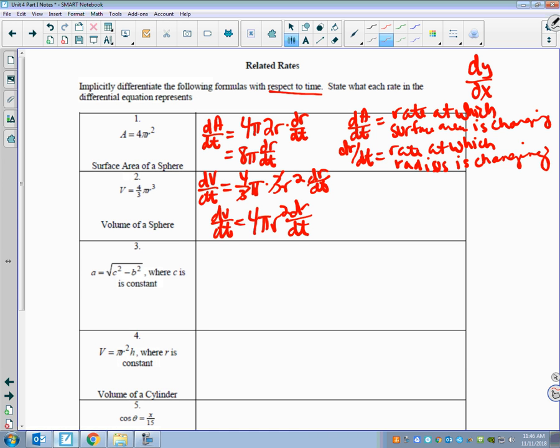What does that represent? Well, the dV over dt, sorry, I'm struggling with my markers here, represents the rate at which the volume is changing. And the dr over dt means the same thing that it did up there. Okay?